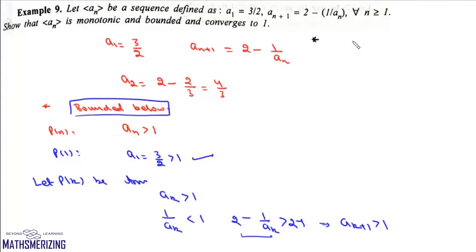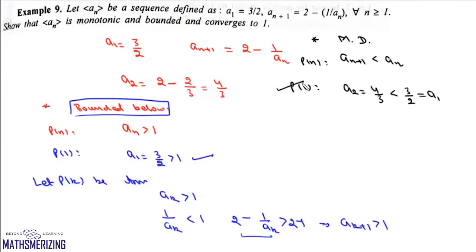Now in the second part we'll prove that this sequence is a monotonic decreasing sequence. That is, an plus 1 will be less than an. Now here this is our Pn. Now for n equals 1 we'll get a2, and a2 is 4 by 3, which is less than 3 by 2, and that is a1. So that means P1 is true.